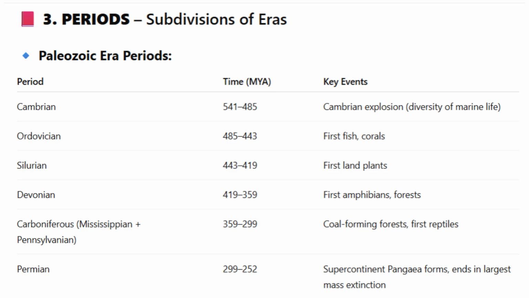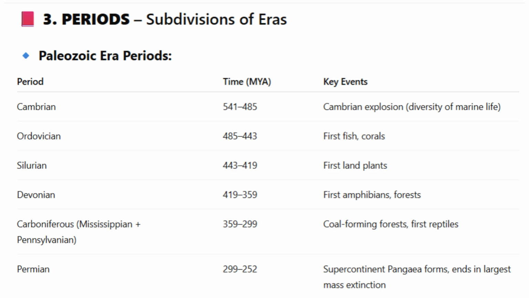3. Periods. Subdivisions of eras. Paleozoic era periods. Period, time, key events. Cambrian, 541 to 485, Cambrian explosion. Diversity of marine life. Ordovician, 485 to 443, first fish, corals. Silurian, 443 to 419, first land plants. Devonian, 419 to 359, first amphibians, forests.